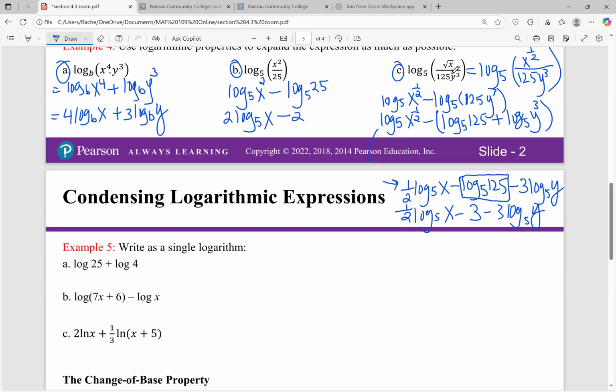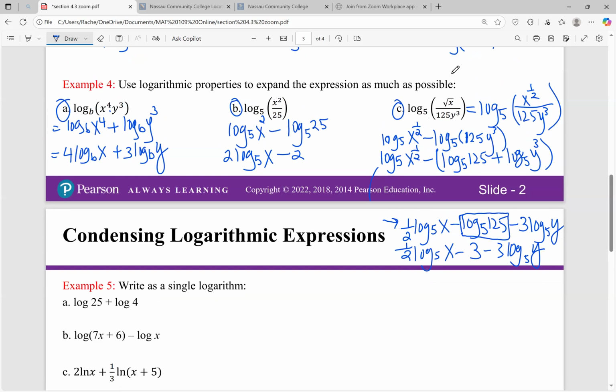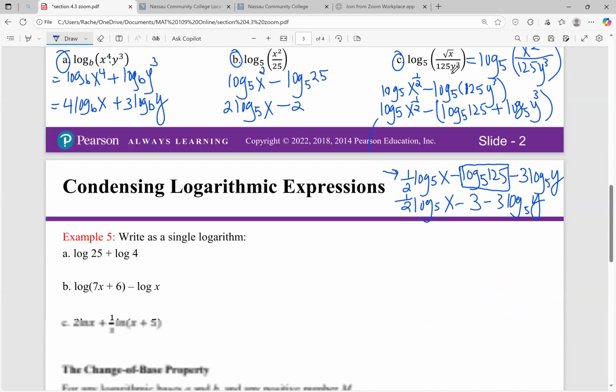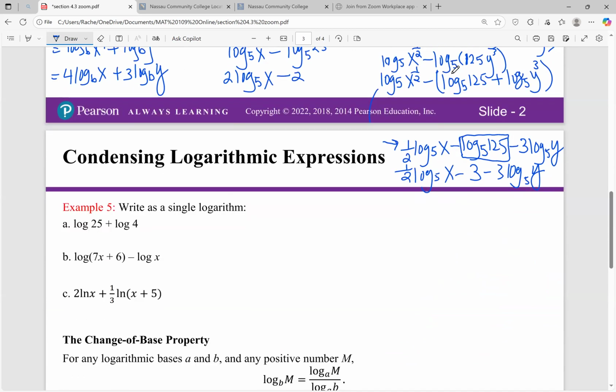So now let's go the other way around. So now let's condense the logarithmic expression. So we've been taking these expressions and expanding them by using our properties. Now, what if they're already expanded and we want to write it as a single logarithm? So that's what we're going to do in example 5.